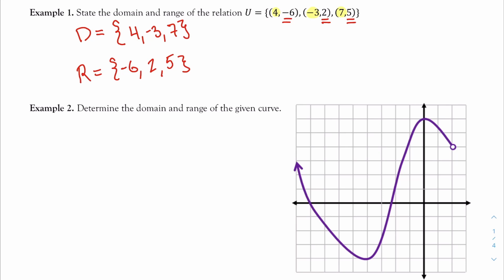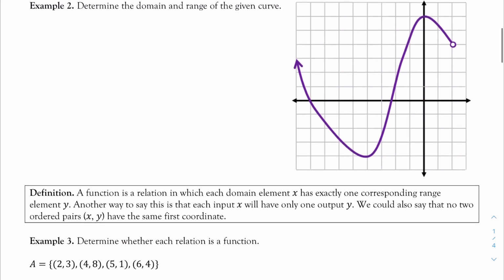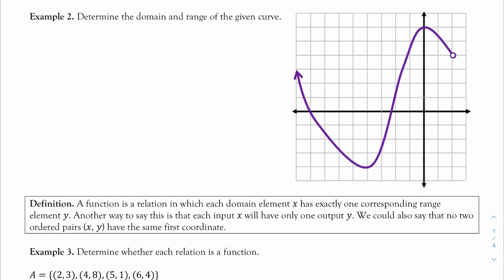So to continue on this domain and range idea, let's go ahead and look at example 2. In example 2, this time I gave you a graph rather than a set of ordered pairs. Well, I can use a similar idea here. Remember, my domain is a set of all x values, while my range is all the y values. So in terms of a graph, all of my x values, that refers to how far left and right does my graph touch. Well, if I look at this graph here, on the far left, you might be tempted to say that we stop at this point.